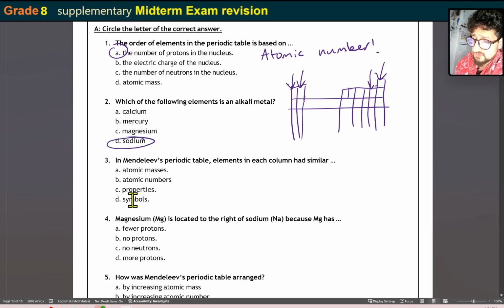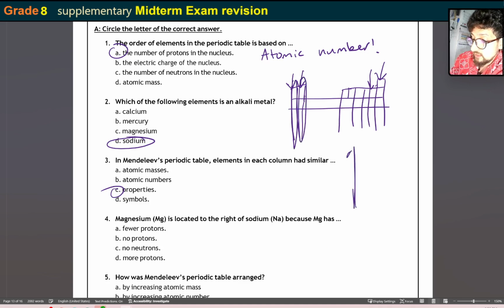In Mendeleev's periodic table, that's how you pronounce it, Mendeleev, because he's Russian, the elements in each column had similar properties. Now he organized the periodic table according to atomic mass as opposed to atomic number, which is what we do today. But they still had similar properties in each column. So the columns are the groups. So these are the columns.